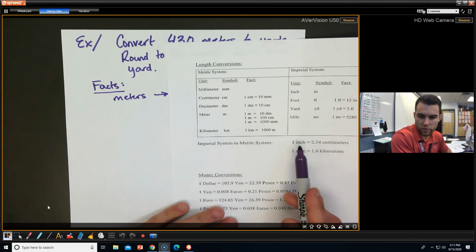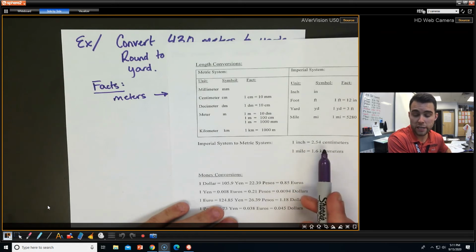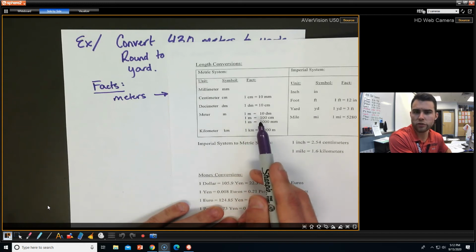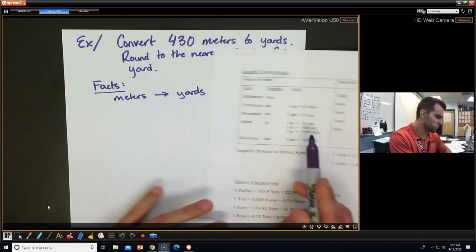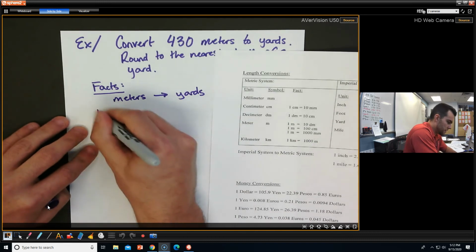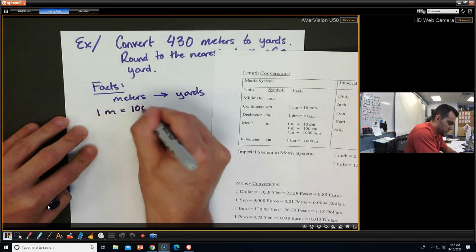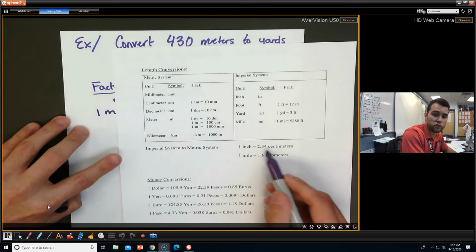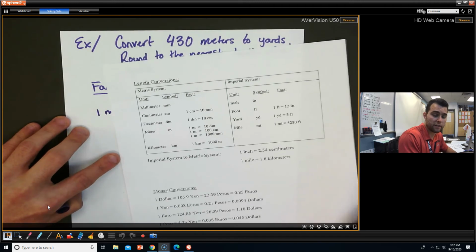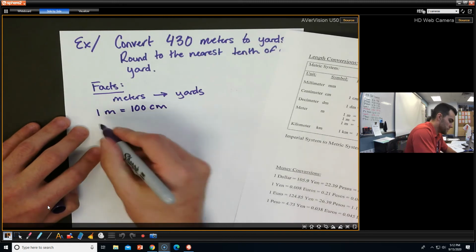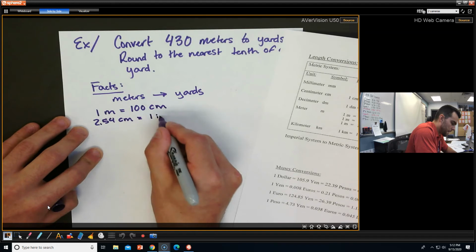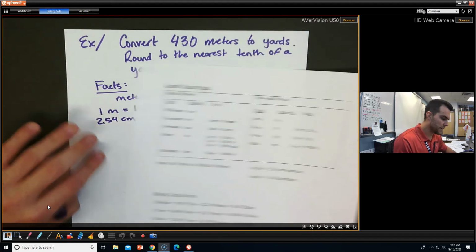Again, I showed in the last one that inches and centimeters are related. So here's my centimeters. And I know with my meters, 1 meter is equal to 100 centimeters. So let's write that down. 1 meter is equal to 100 centimeters. And then from centimeters, I know that there's 2.54 centimeters for every inch. 2.54 centimeters equals an inch. Alright, and now I'm in inches.